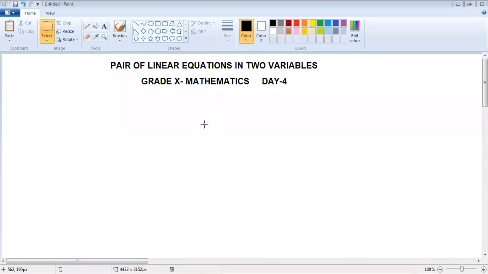In the last class, we learned about coincident, intersecting lines and parallel lines. We have seen the conditions: a1 by a2 not equal to b1 by b2; a1 by a2 is equal to b1 by b2 is equal to c1 by c2; and a1 by a2 is equal to b1 by b2 not equal to c1 by c2. We have also learned consistent and inconsistent. Today we're going to learn some application oriented questions.